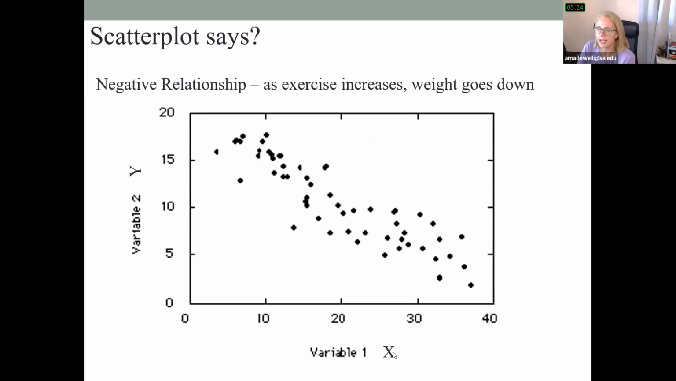Here we have variable x and y. As exercise increases, weight's going down. So this person here who worked out 4 hours, their weight is not going down. As this person who is exercising 36 hours a week, that's kind of a lot, right? That's a little too much exercise, but we could plot a line here.